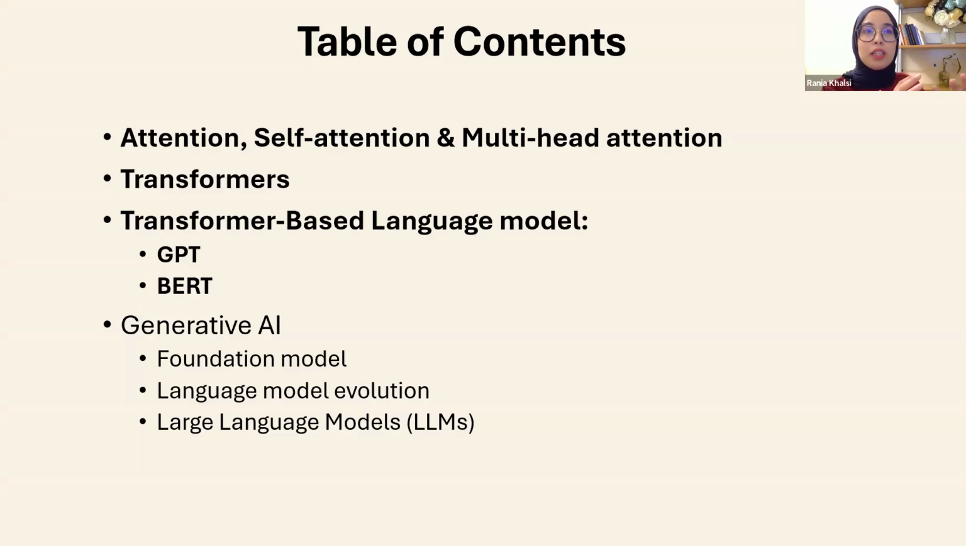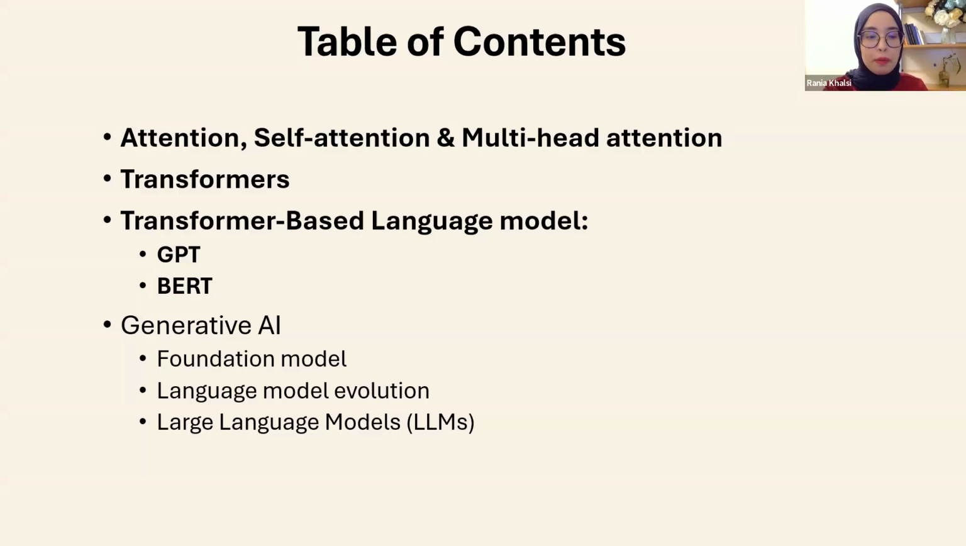Then Transformers architectures were mainly the basic building block for language models. And in this context, we went through GPT and BERT to understand the difference between both architectures. And now we are coming back to our context, which is generative AI. So in generative AI, we will discuss three main points, still in the context of language models. So we will discuss foundation models from this perspective and the evolution of large language models, in addition to LLMs, and so on.